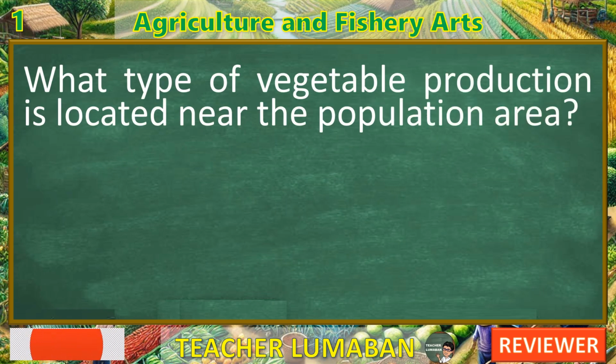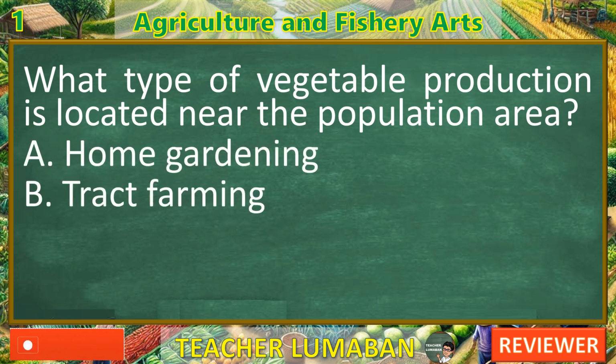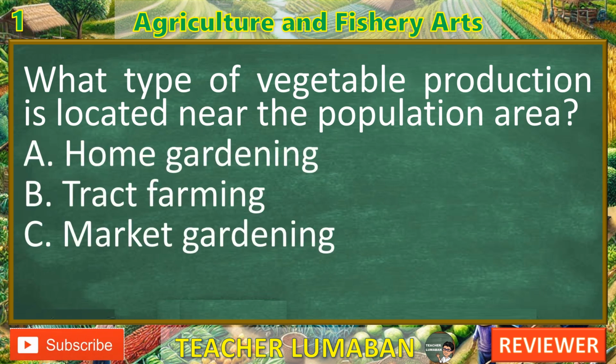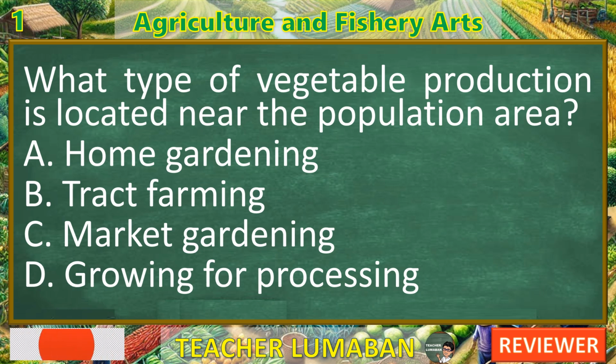What type of vegetable production is located near the population area? A. Home gardening. B. Tract farming. C. Market gardening. D. Growing for processing. In the next 5 seconds, select the best response from the available options.